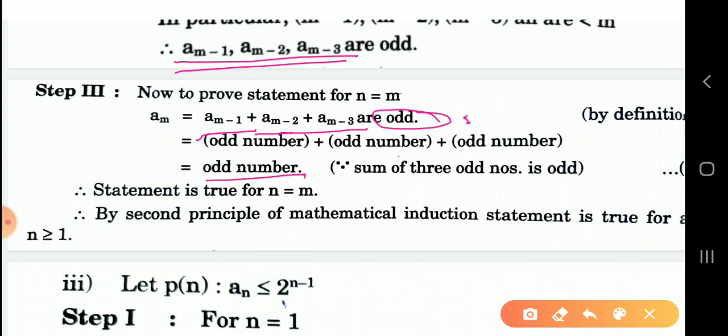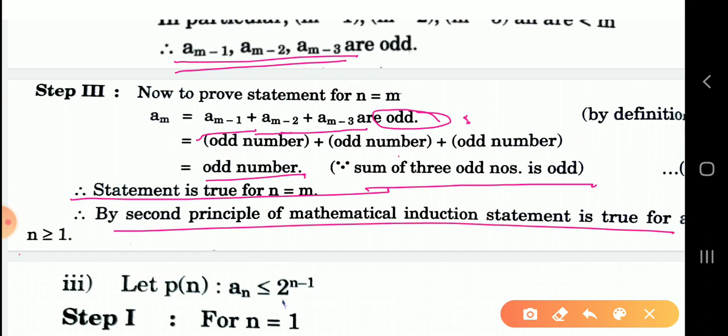Okay, sum of 3 odd numbers is odd. The addition of 3 odd numbers always comes out odd, you can check. Okay, that means our statement is true for n equal to m. So by the second principle of mathematical induction our statement is valid for all n greater than or equal to 1. Here we need all n greater than or equal to 3. Okay, here we use that condition for n greater than or equal to 3.